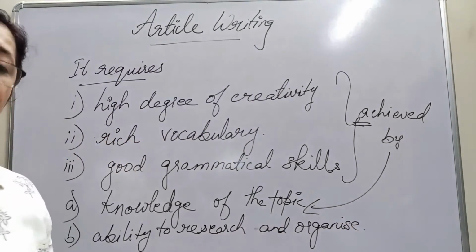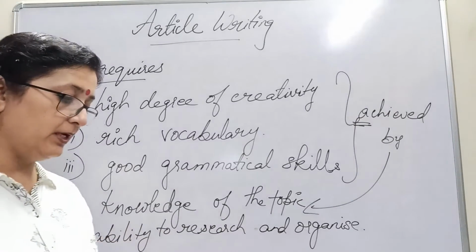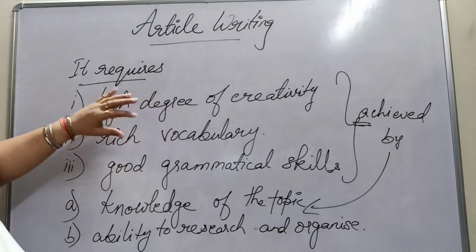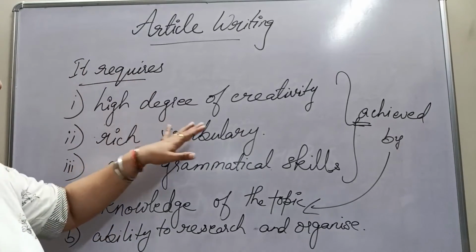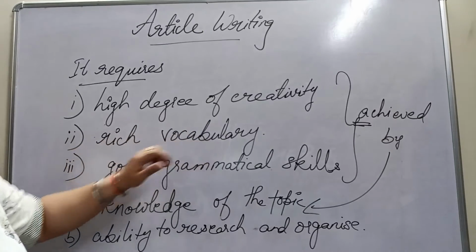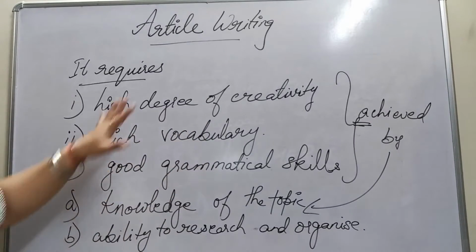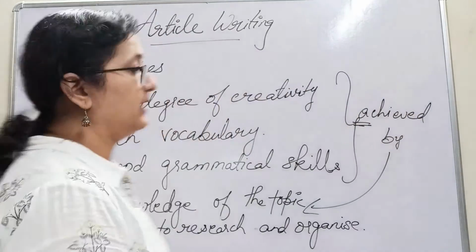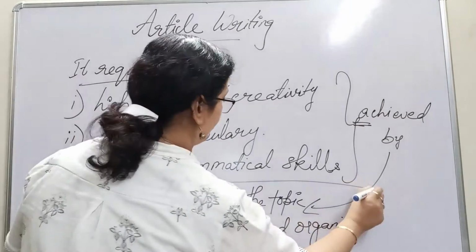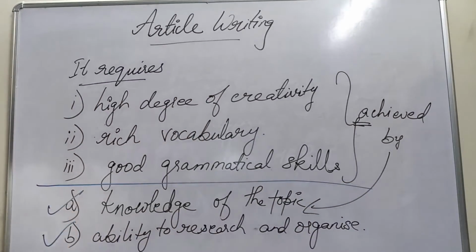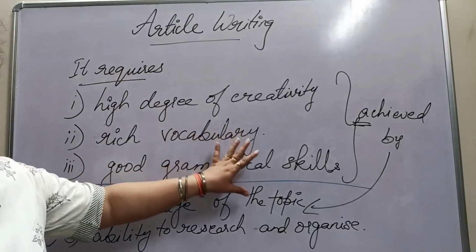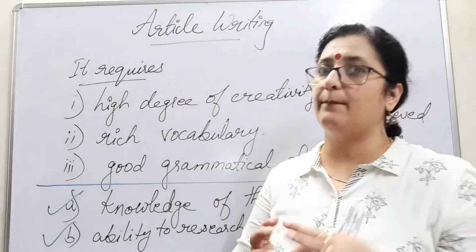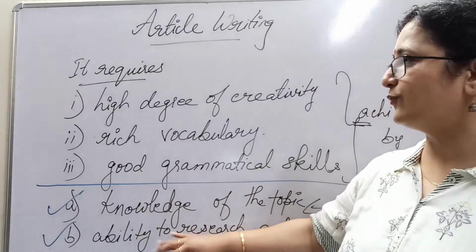These two things are very necessary to have a good presentation of an article. What are the requirements for a good article? High degree of creativity, rich vocabulary, good grammatical skills. And how are these three achieved? All these three can be achieved in a very easy way if we use these two things. If we have these two things, we can achieve these three things, and if we get these three things, I am sure your article is going to be the best one. So what did we see so far?